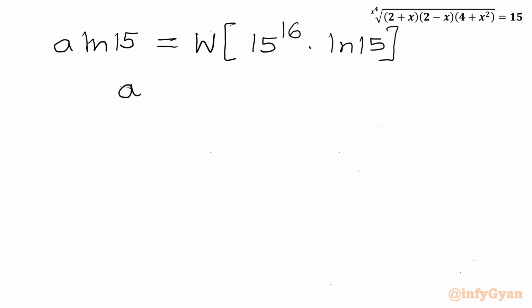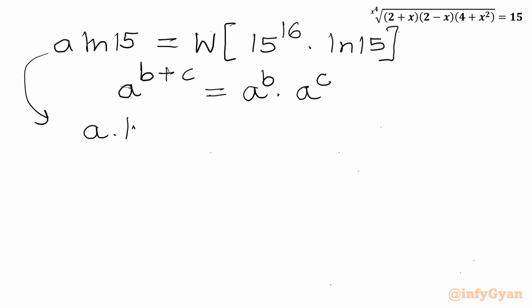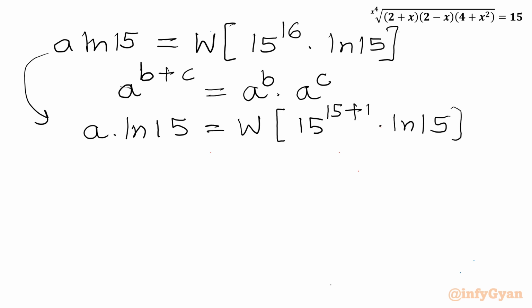Now I will write one exponent property, a to the power b plus c. Anytime we can write a to the power b times a to the power c. So from our equation I can write a ln 15 equal to the Lambert W function. This will be 15 to the power 15 plus 1. Now let's apply this property. We can write RHS will be 15 to the power 15 and then 15 and then ln 15.